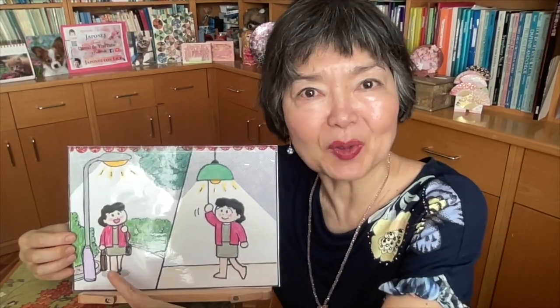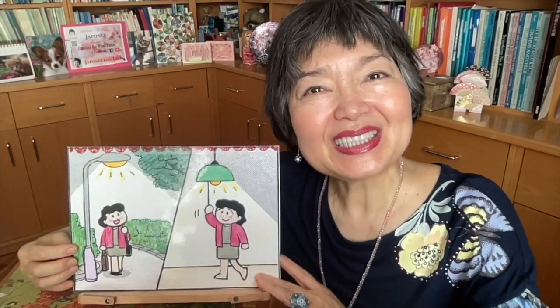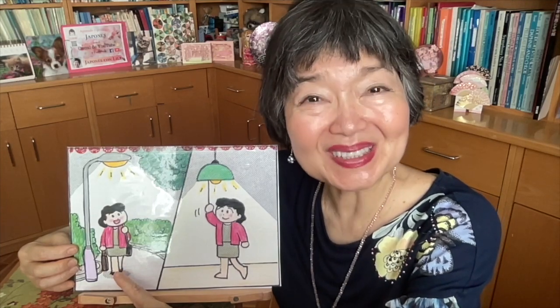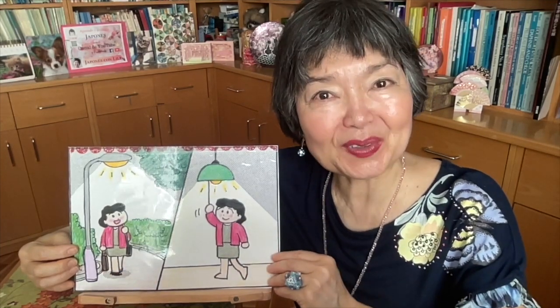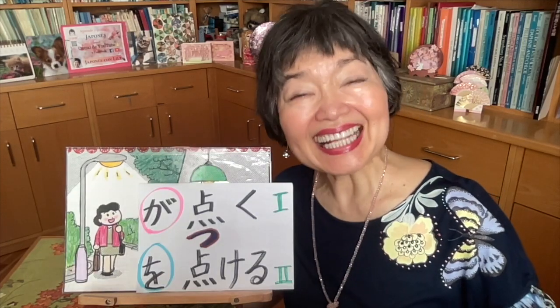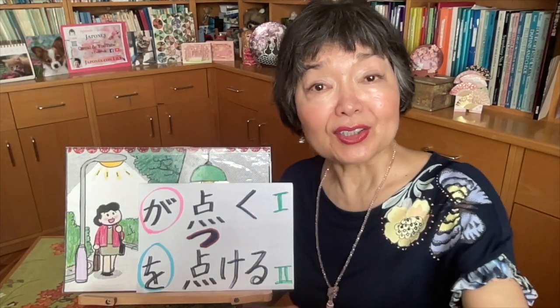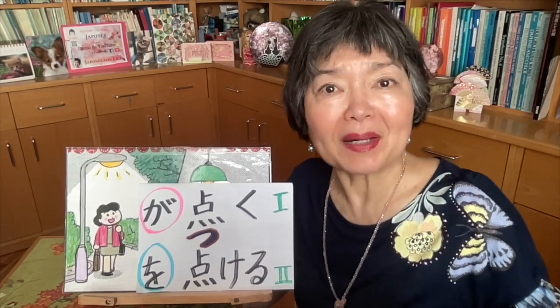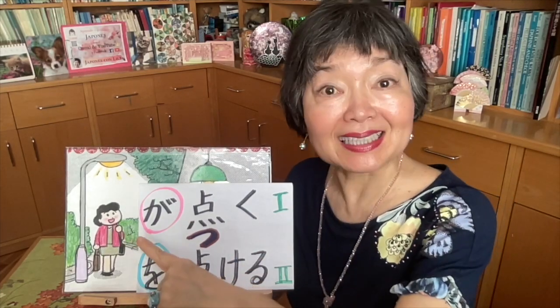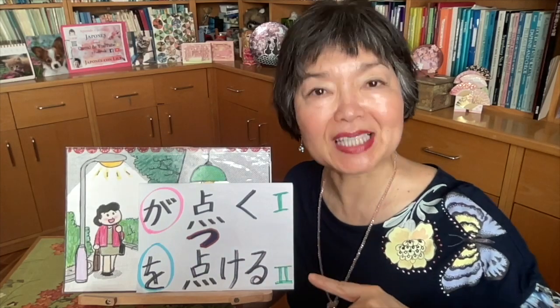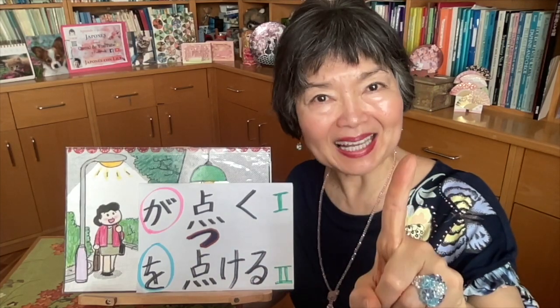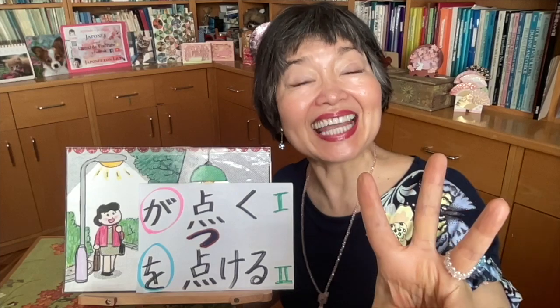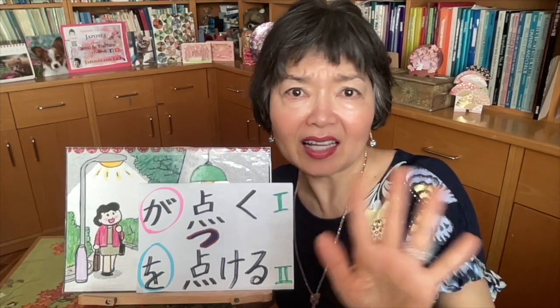In this drawing, here, the light came on by itself. But here, she turned the light on. I guess you know by now that you must use the intransitive verb 自動詞 here and the transitive verb 他動詞 here. Intransitive verb: something turns on by itself or comes on by itself. Something が つく or つきます. This is group 1. つきます, つく, ついて, ついた, つかない.